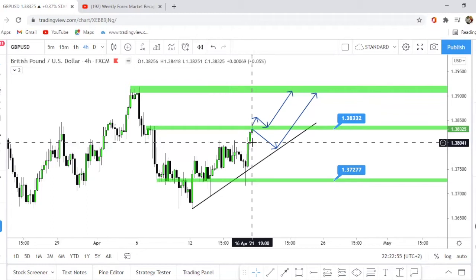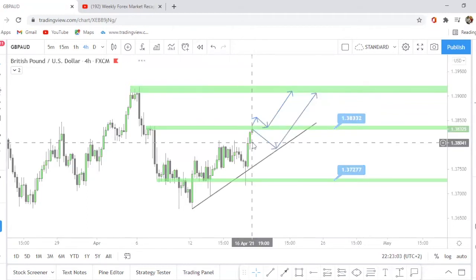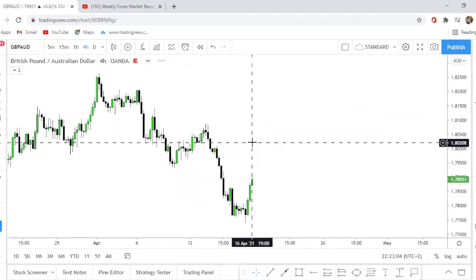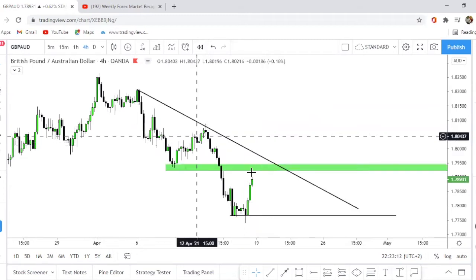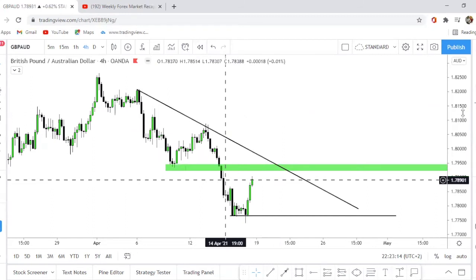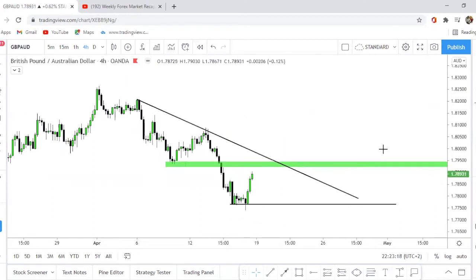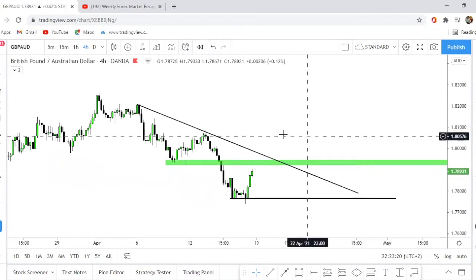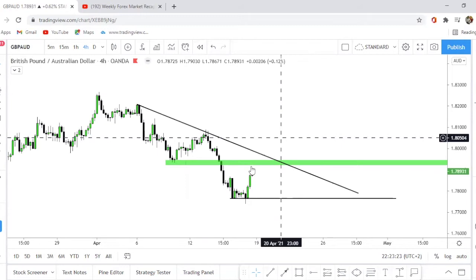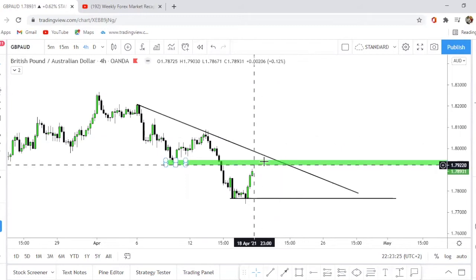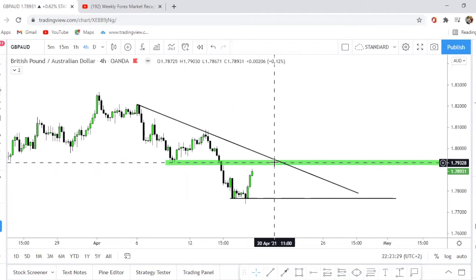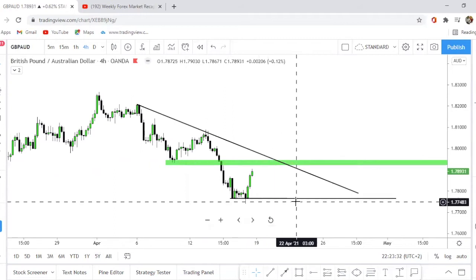Again, my overall plan for GU is to ride it to the upside. Okay, moving on to GBP AUD. With GBP AUD, as you can see, we are in a nice downtrend. So my first plan of action, and probably my only plan of action going into Monday, Tuesday, is to see price come back to these levels over here. And then from these levels, I will be looking for a sell opportunity to the downside.